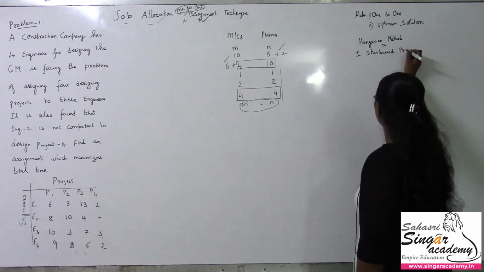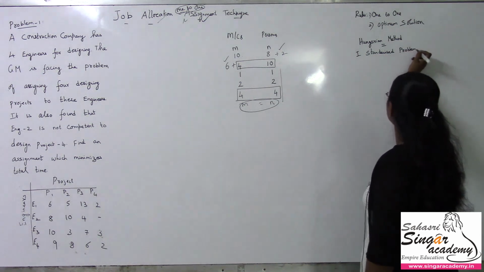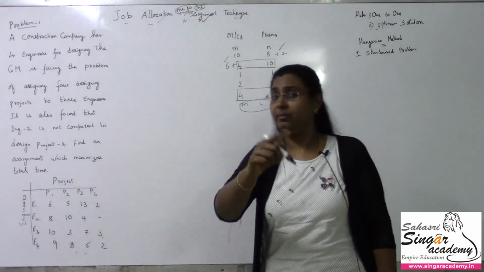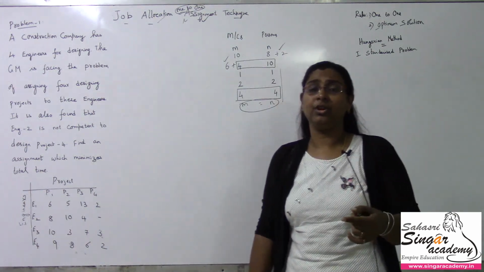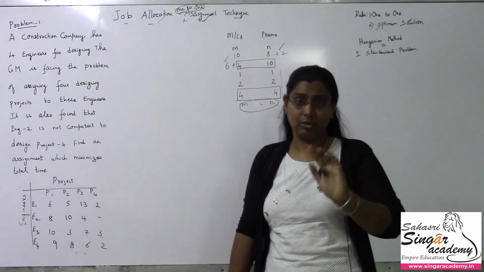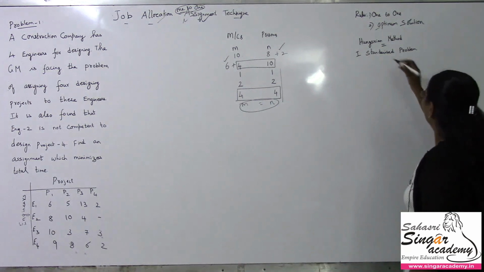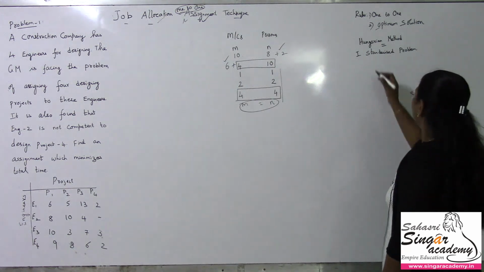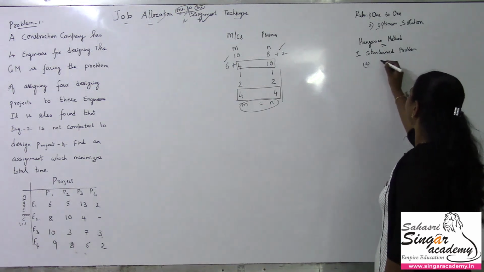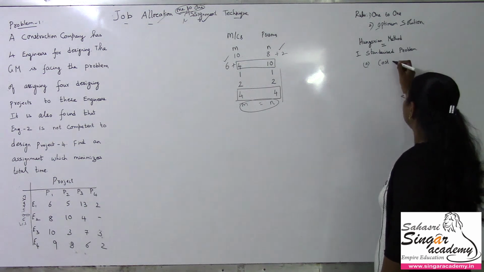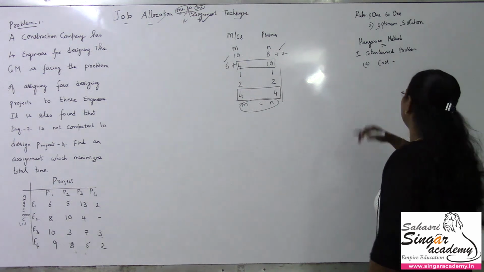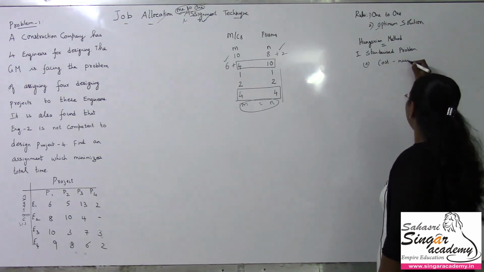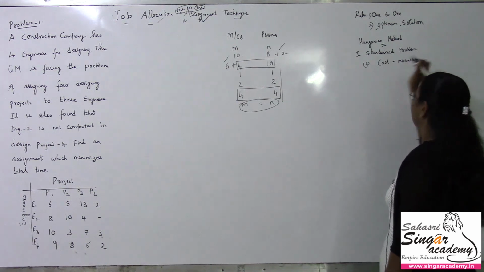What do you mean by standardized problem? As we are discussing the optimum solution, we are not talking about profit, but about not making a loss. So my matrix or my problem should be related to cost, cost-related terms. So it should be a minimization problem.